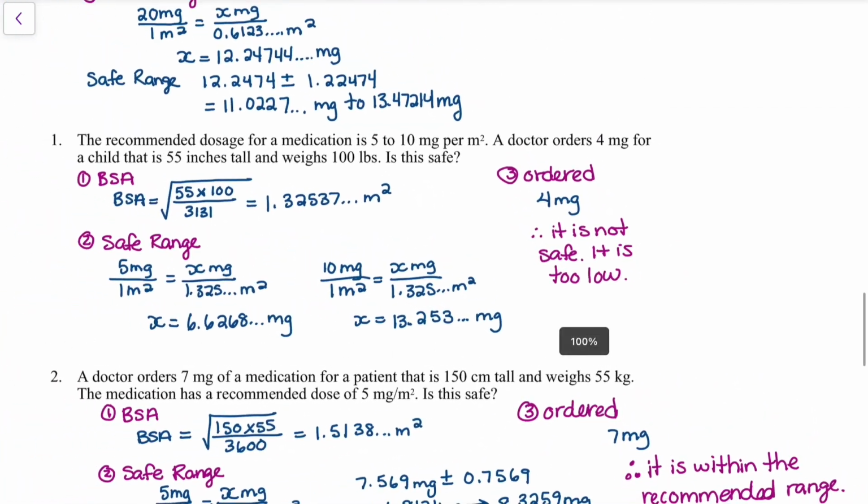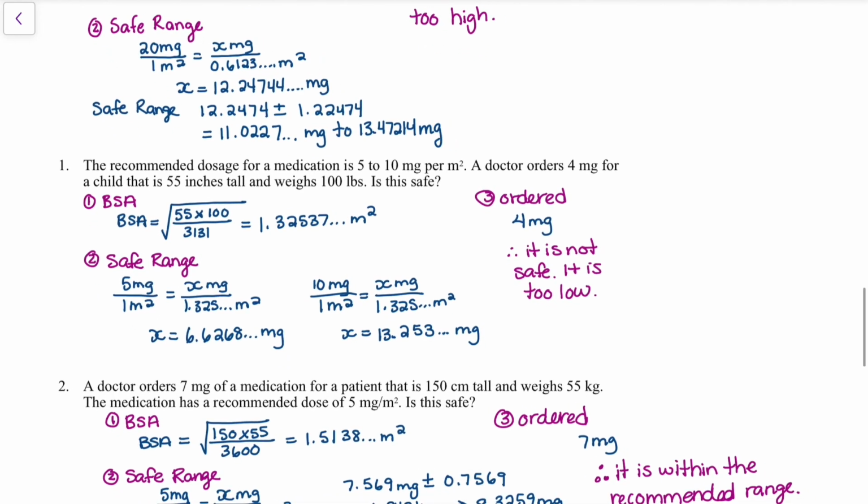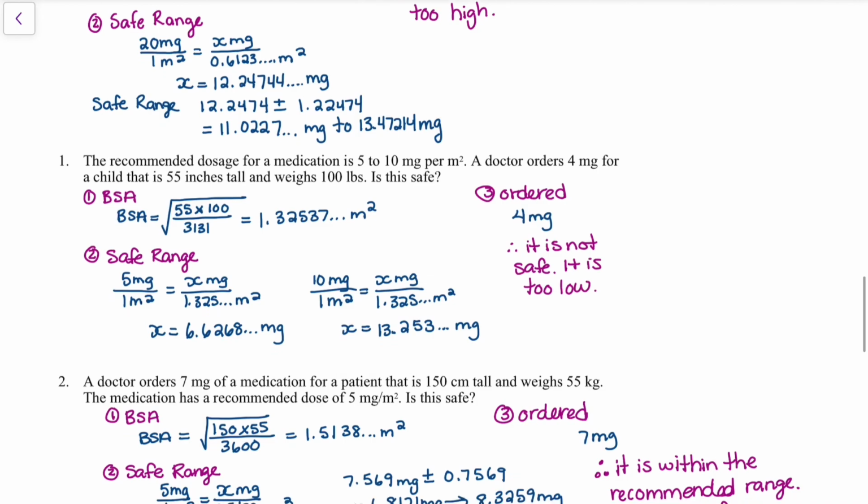The only other thing you might come across with these ones is being given a height and weight that are in different systems, and you'd have to convert them before doing the formula.